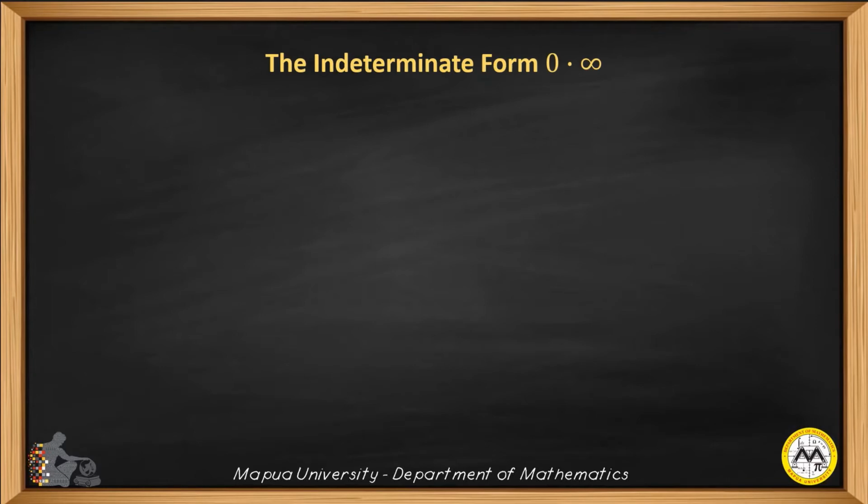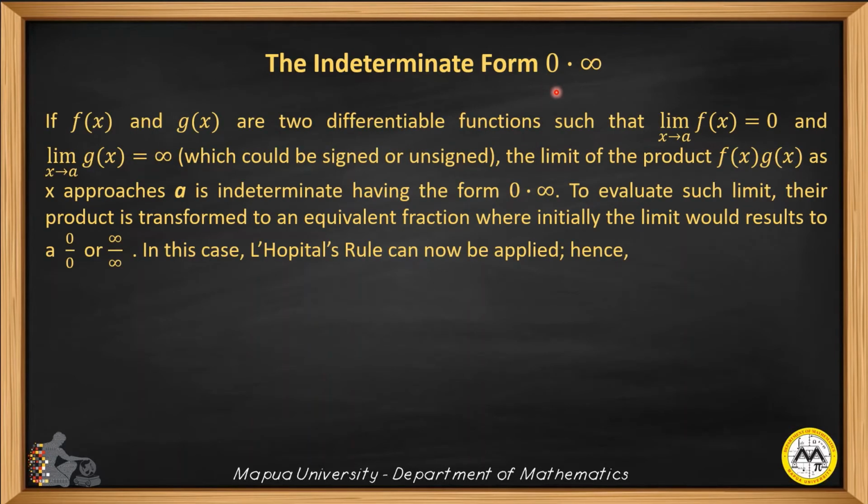Let us recall that one of the secondary indeterminate forms is the 0 times infinity form. We encounter this case whenever we have two functions, f of x and g of x, such that the limit of f of x as x approaches a is 0, and the limit of g of x as x approaches a is one that increases without bound. Thus, the limit of the product f of x times g of x as x approaches a would be of the indeterminate form 0 times infinity.